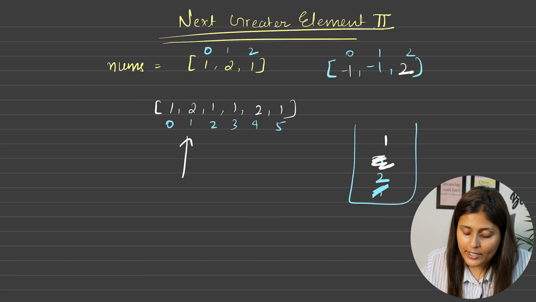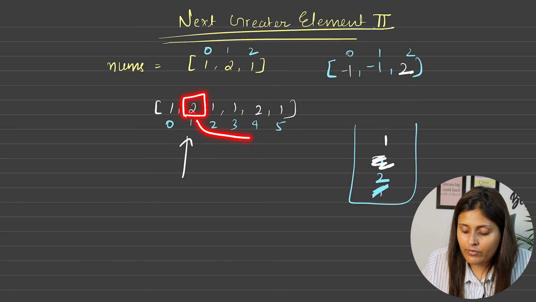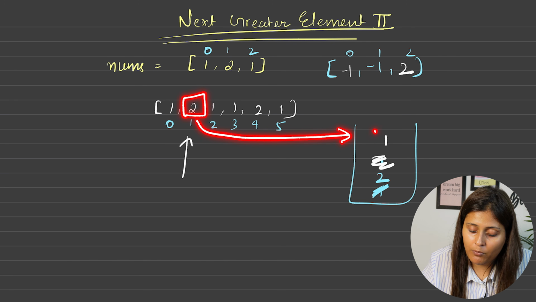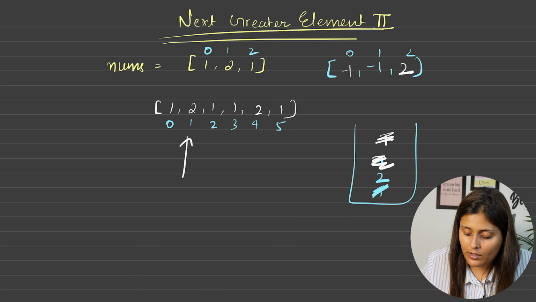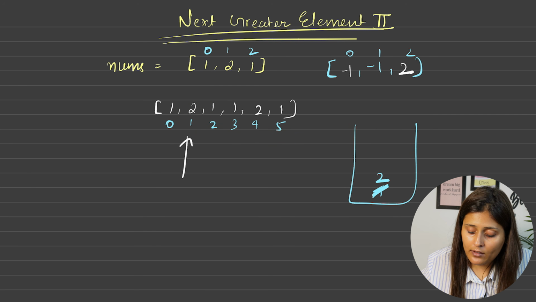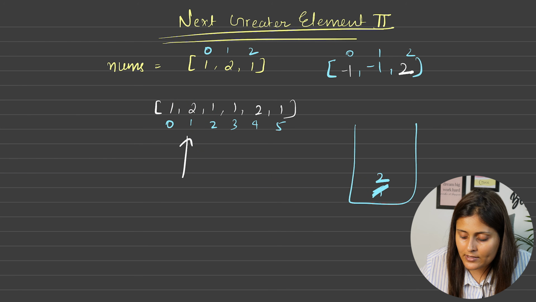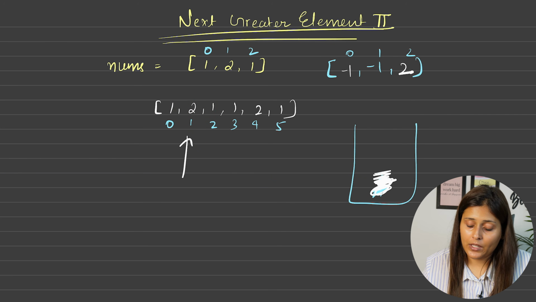Now we are at 2. We will read this. We found 1 is smaller. We will pop this. Now again we will compare this 2. Is this greater? No, it is not. It is equal, so it cannot be the next greater. We will pop this. Now we have an empty stack.